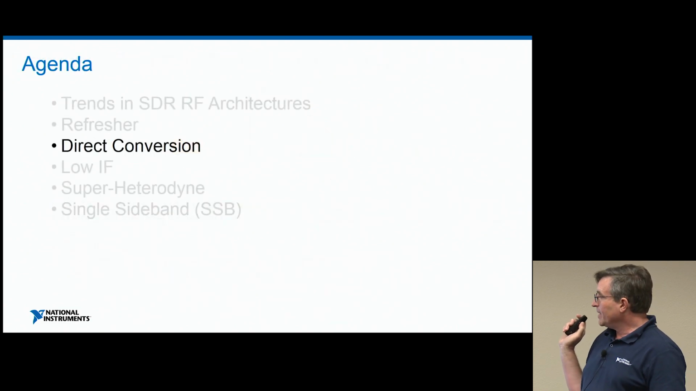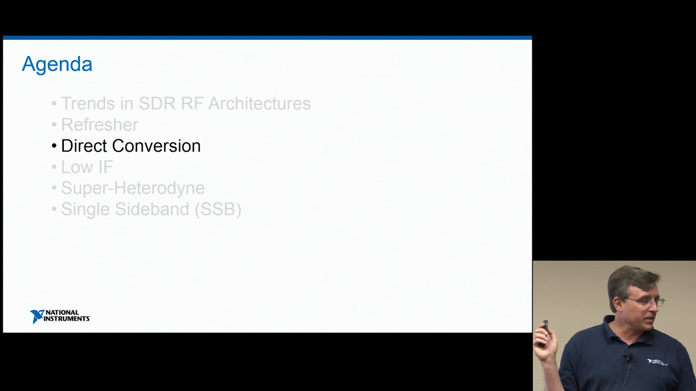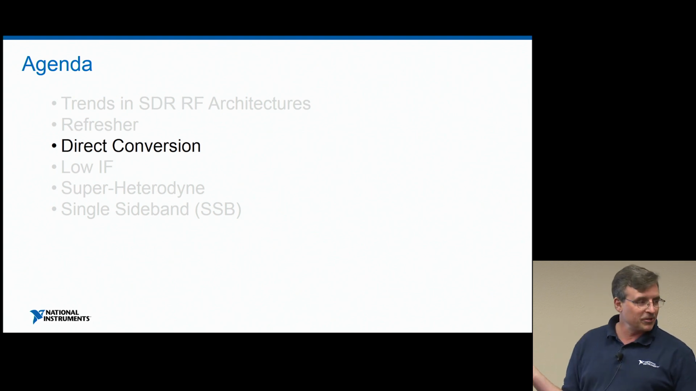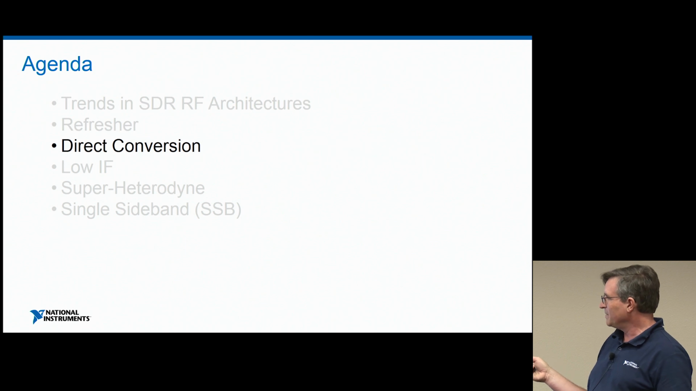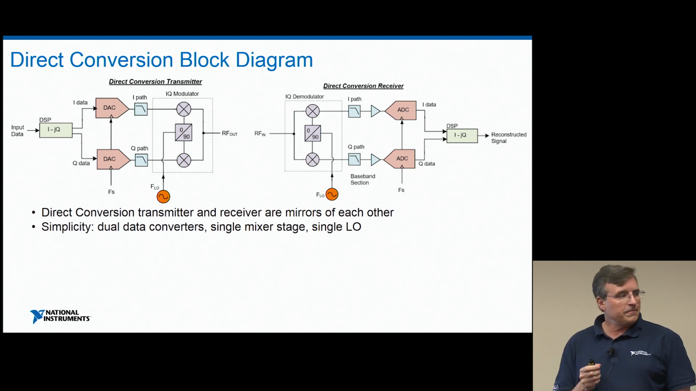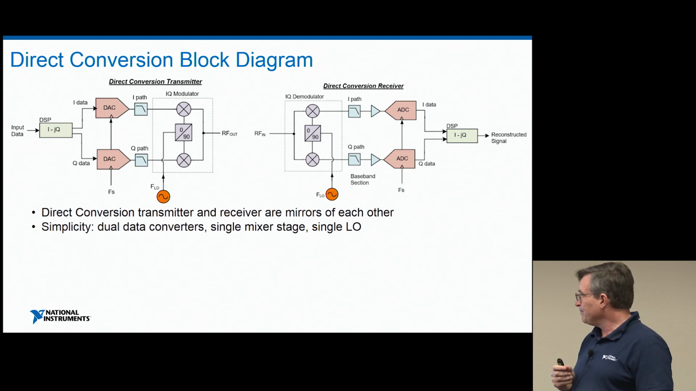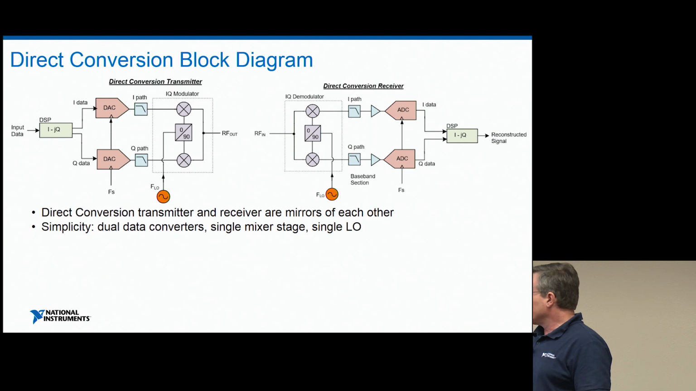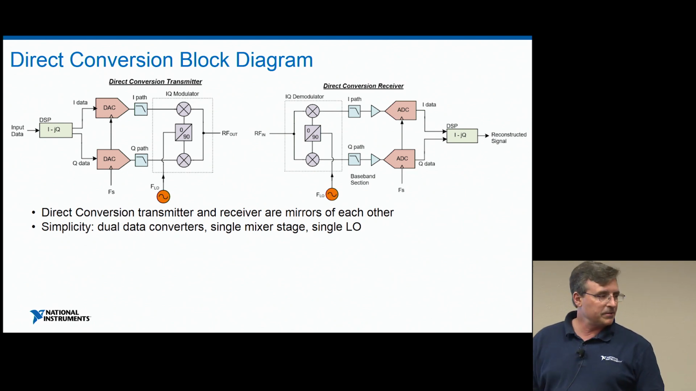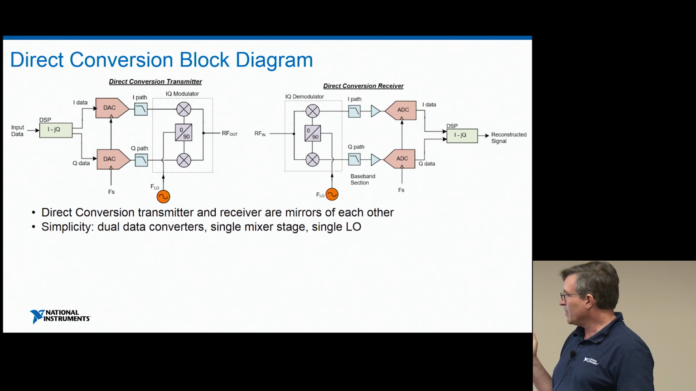Okay, that's it. So the next one, now we start walking through the receivers. And I'm going to start with direct conversion, because that's probably most familiar, and that's what's most readily in the diagrams now, or in the architectures now. So we have a transmitter and a receiver. They're mirrors of each other. Once you understand one of them, it's easy to apply the same principles to the other. So I'll be primarily focusing on the receiver.